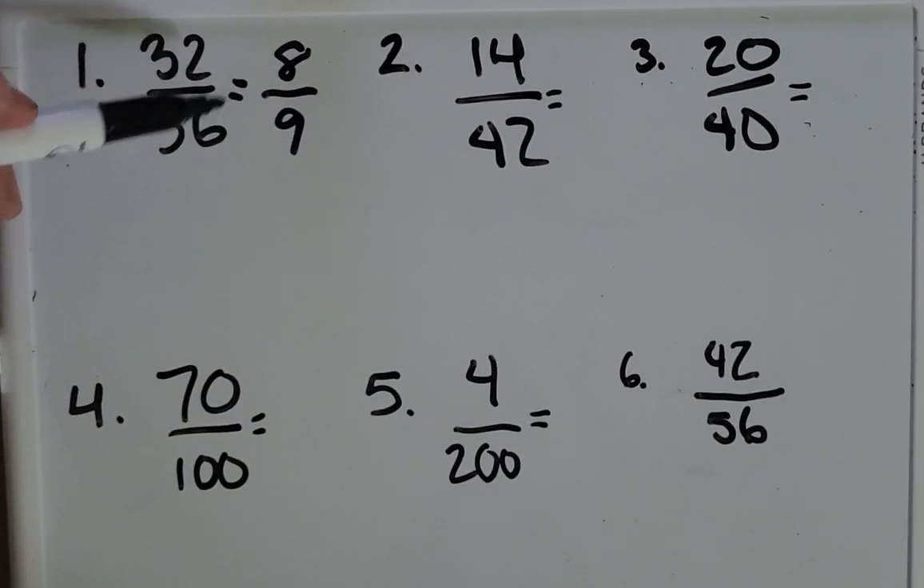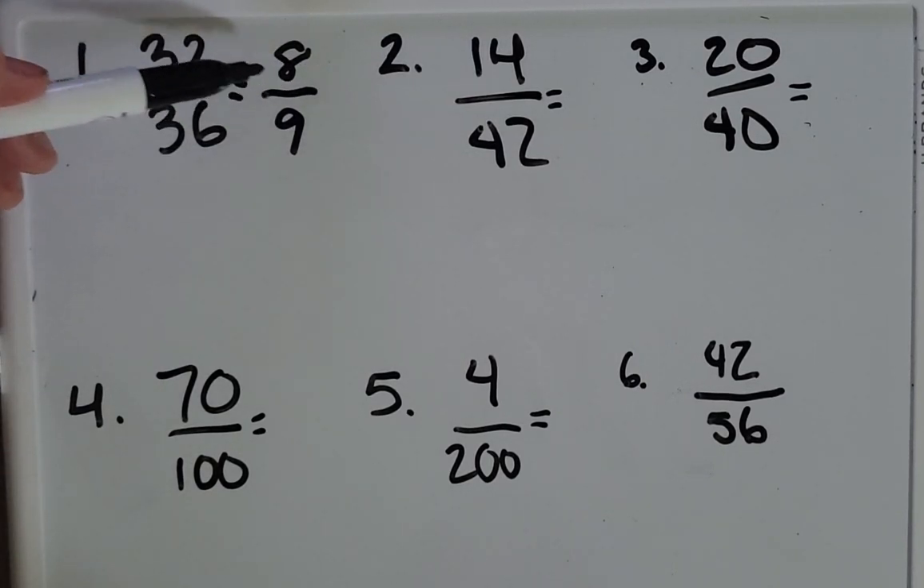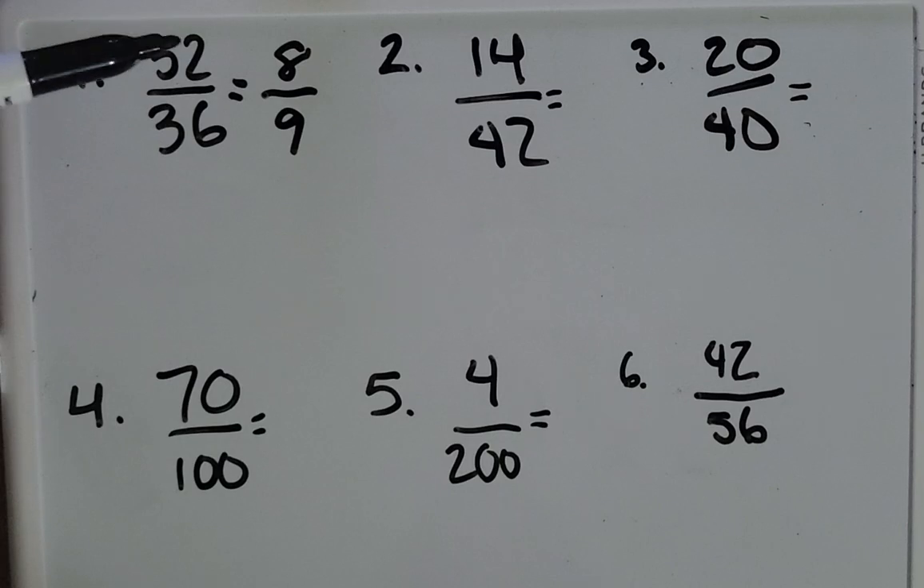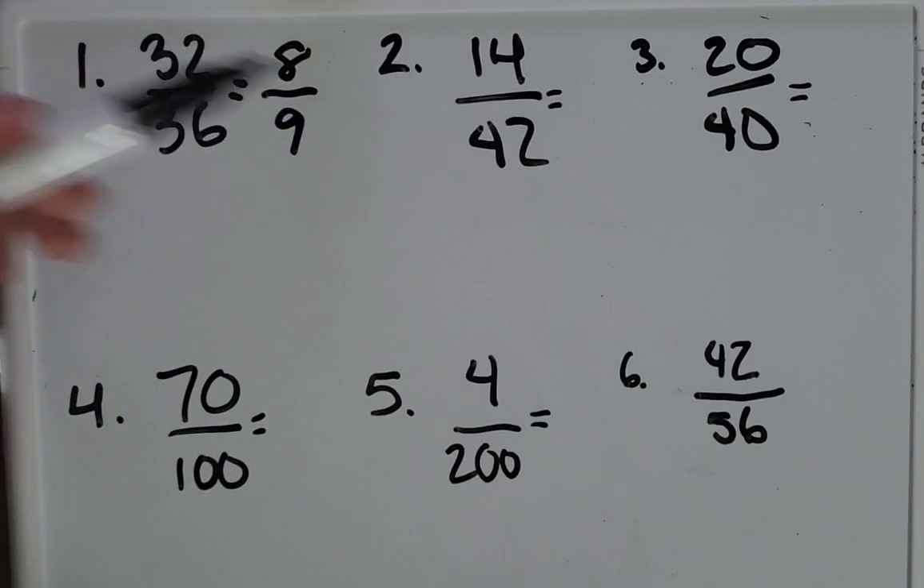Now here's something to note. It's 8/9 and nothing can divide into an 8 and a 9. That means that it's simplified down to the smallest level. Move on over to the next one.